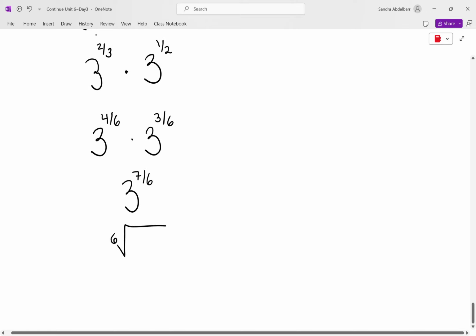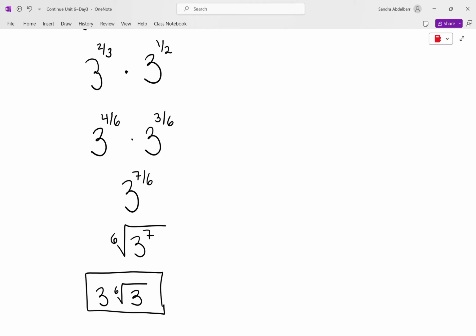It is an improper fraction, which means what? We're going to have a group of 3's, right? So if you want to change it to radical, this is going to be the 6th root of 3 to the 7th, which we're going to pull out a 3. So 3 times the 6th root of 3.